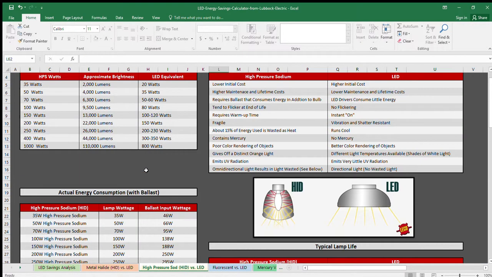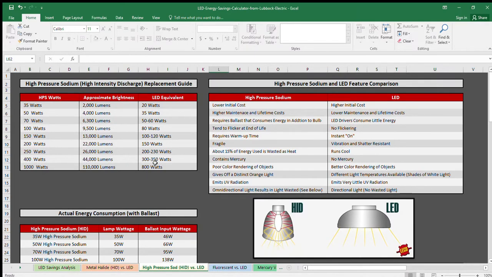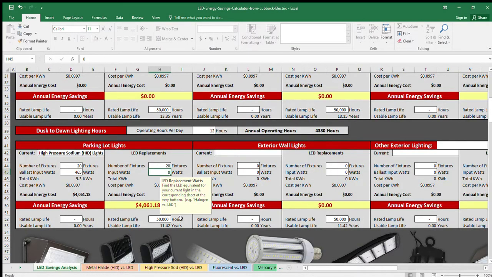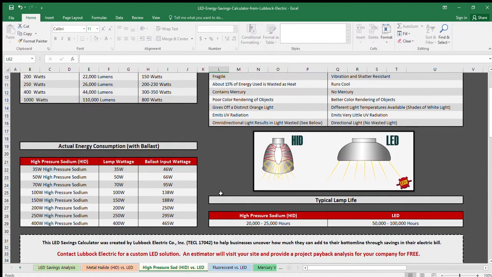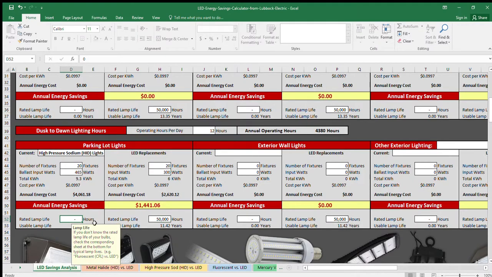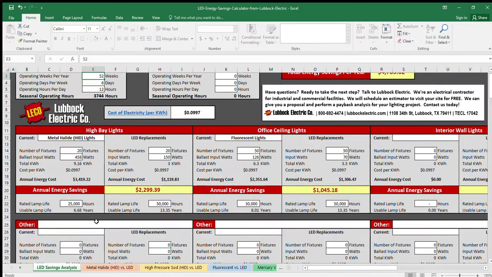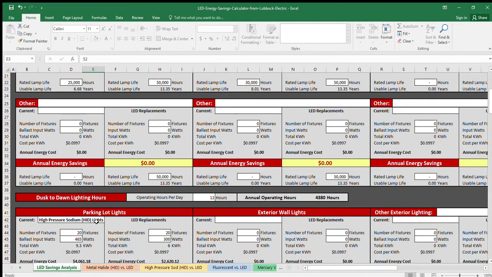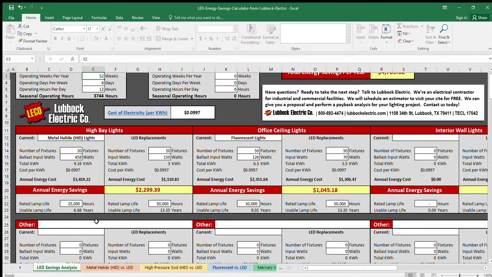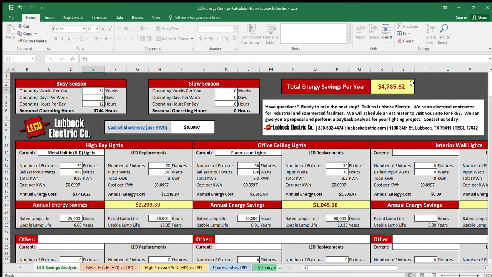To replace these, we can use a 300 watt LED. Great. Once again, let's check their rated lamp life. 25,000. All right. With this, we can go ahead and see our total energy savings per year.